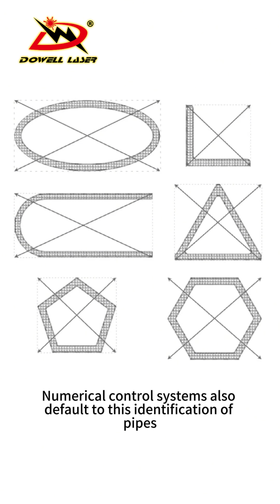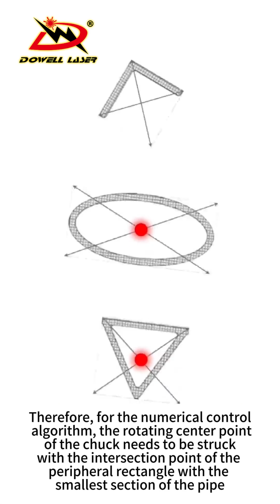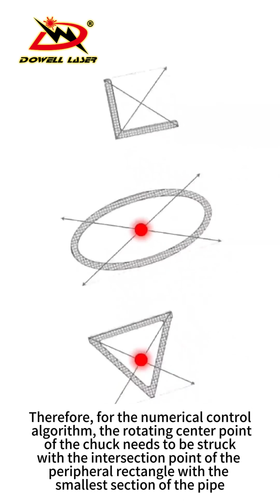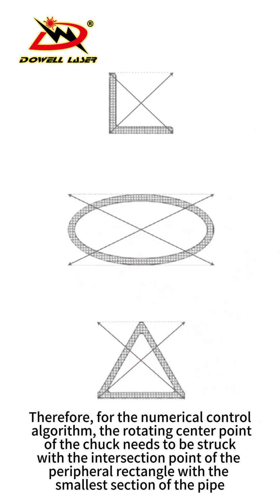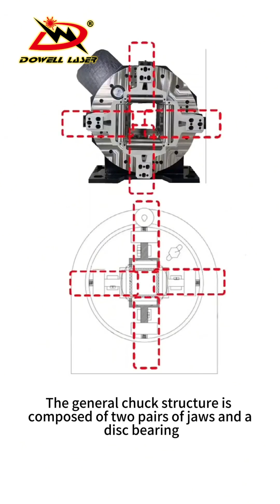Numerical control systems also default to this identification of pipes. Therefore, for the numerical control algorithm, the rotating center point of the chuck needs to be struck with the intersection point of the peripheral rectangle with the smallest section of the pipe. The general chuck structure is composed of 2 pairs of jaws and a disc bearing.